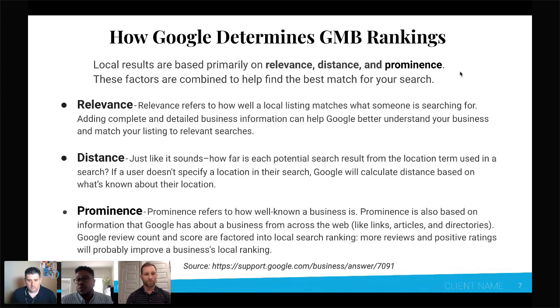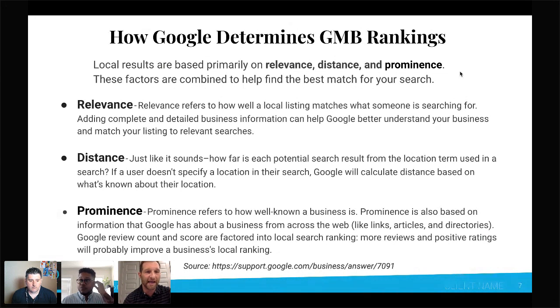They might have more reviews. Their website might be a little bit more optimized. So while proximity and distance is very important, other factors like your relevance and prominence can outweigh it. But generally, Google will try to show you the closest business or listing that fulfills the criteria for what you're looking for.